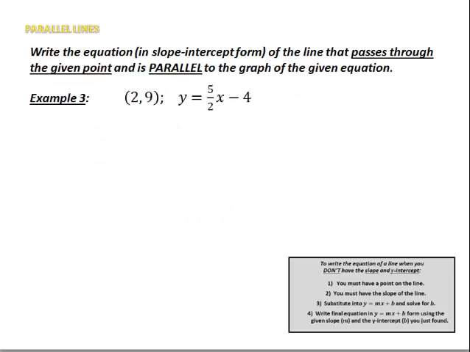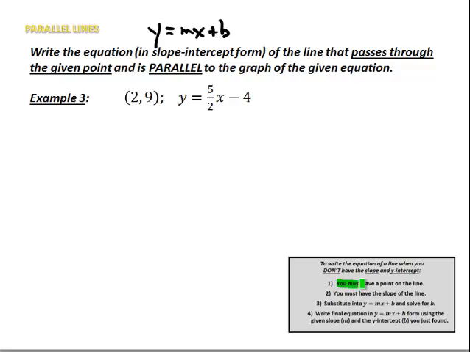Alright, last example. In this example, we're going to use what we learned about parallel lines to go ahead and write the equation of a line. Okay, so it says to write the equation in slope-intercept form. Remember, when you see that, write y equals mx plus b of the line that passes through the given point and is parallel to the graph of the given equation. I put down at the bottom right our little description of how to write the equation of a line when you don't have the slope and y-intercept.